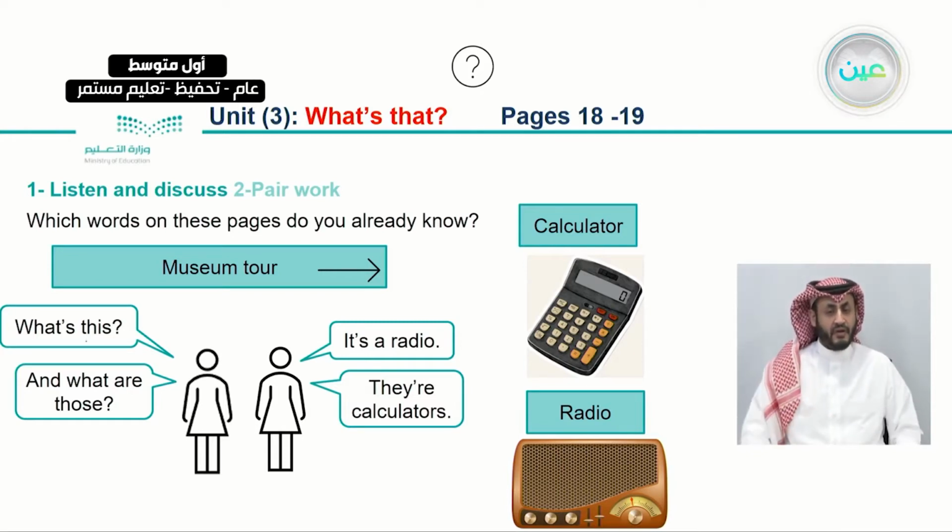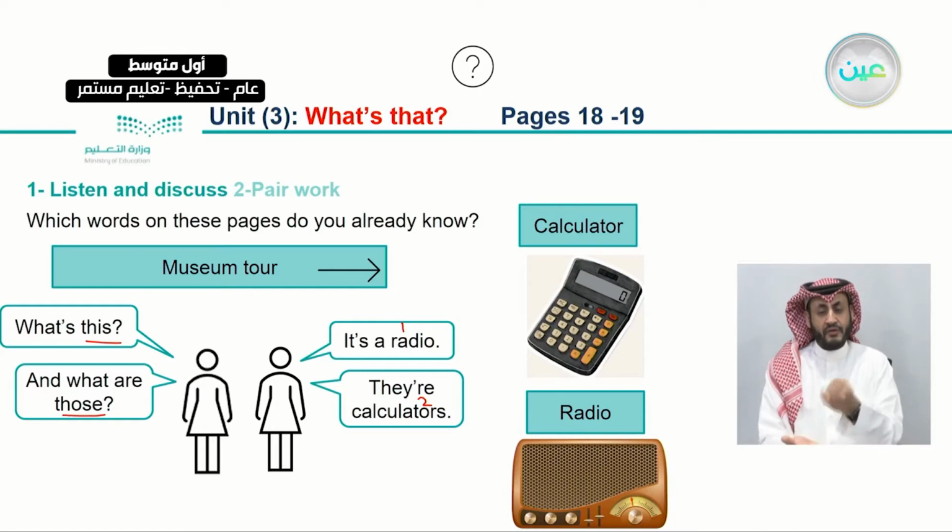What is this for a singular? What are these for plural? As you can see, radio is only one item and calculators are more than one.